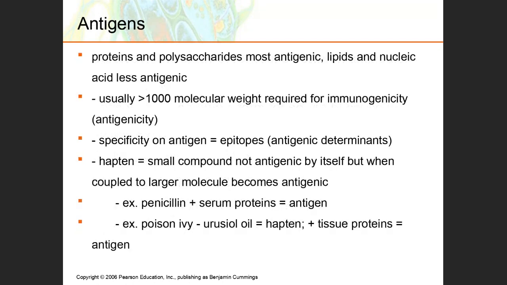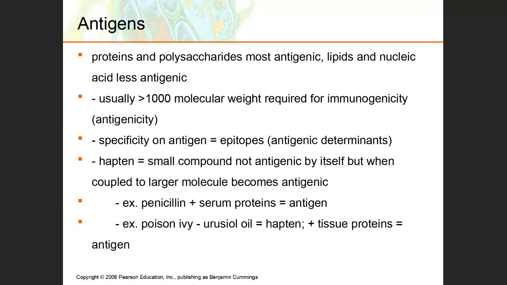So what kinds of things are antigens? Well, proteins and polysaccharides are the most antigenic substances. So proteins and polysaccharides are very antigenic, but even lipids and nucleic acids can be antigens.